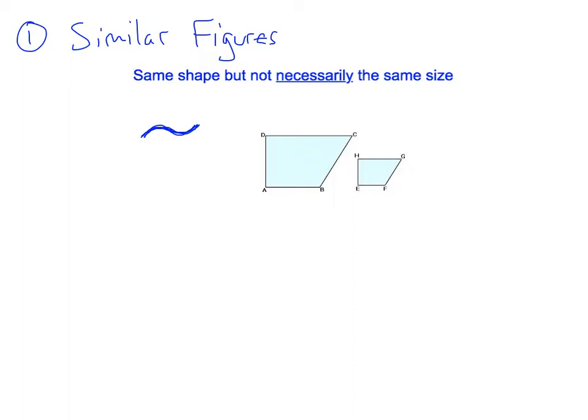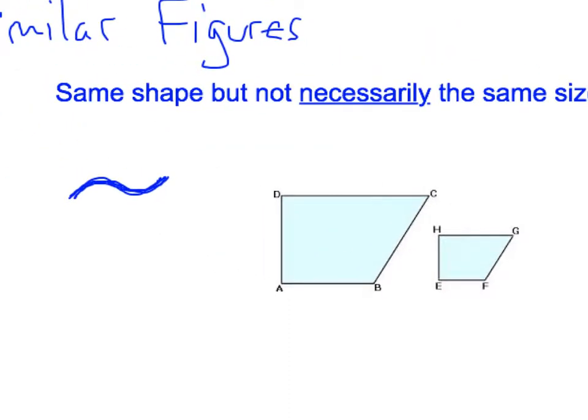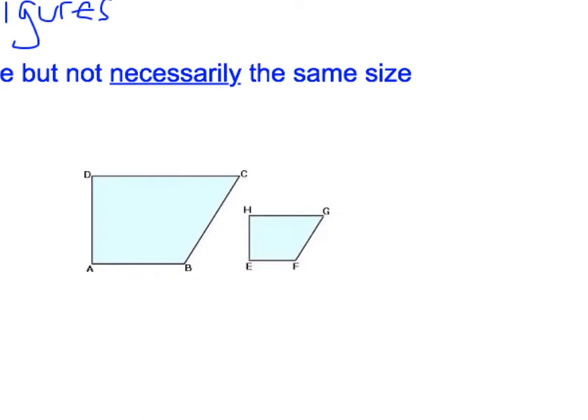So if you see two figures that are the same shape but not necessarily the same size, you might see this little guy in here. I think he's called a tilde, if I remember correctly. He means similar. So these figures right here are similar. Why? Because they are the same in shape, but they're not necessarily the same size, right?